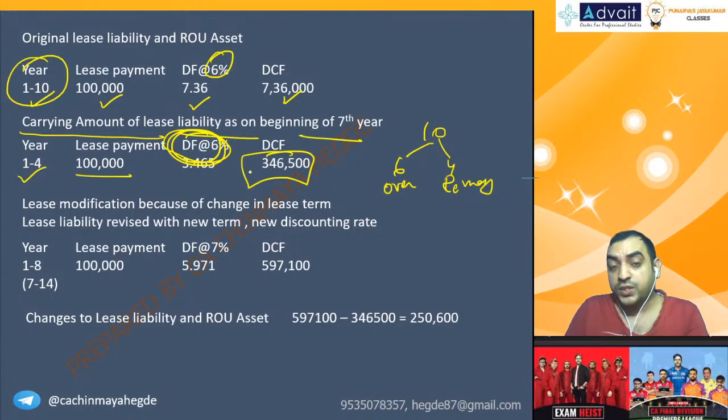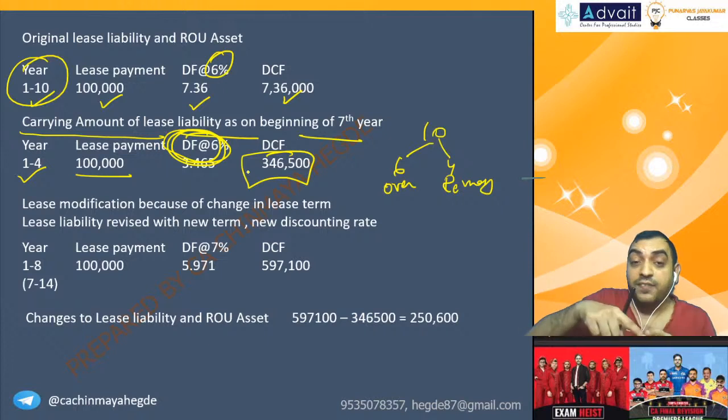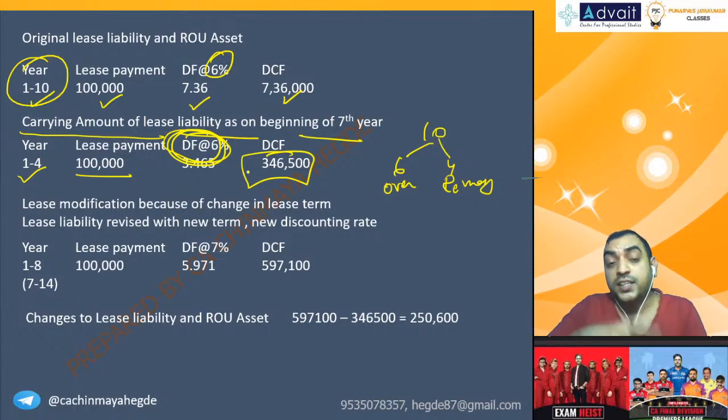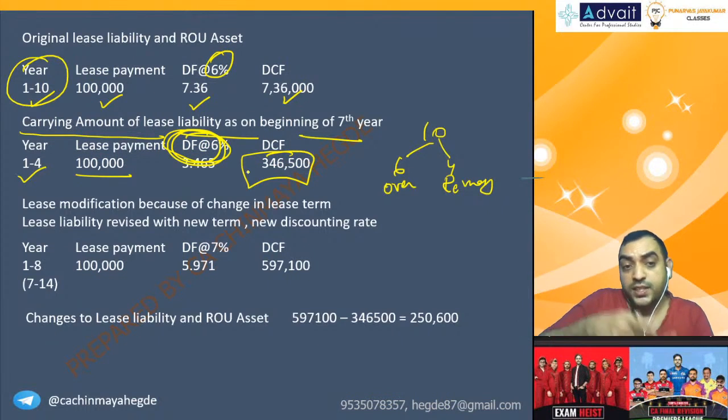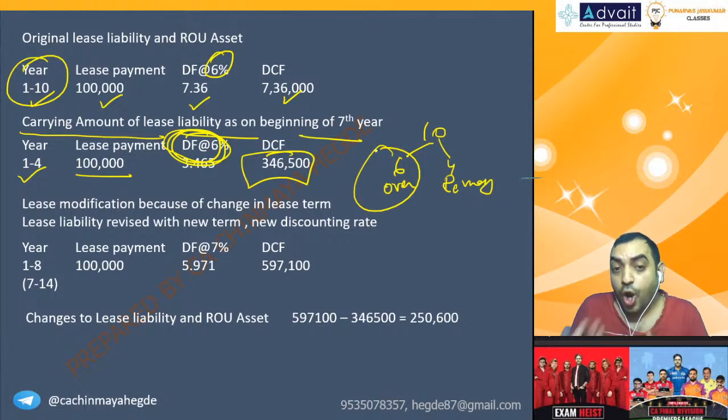One more method is also there: amortized cost method. 7,36,000 plus 6% minus 1 lakh, plus 6% minus 1 lakh, plus 6% minus 1 lakh. Like that you can do for 6 years. Or you can do the remaining cash flow present value, that is also fine. That's what I have done.